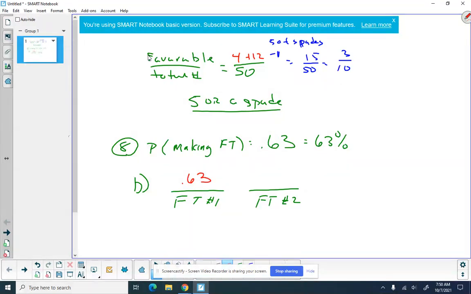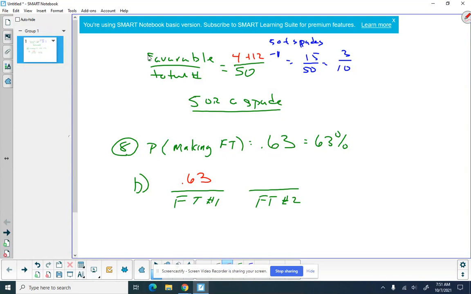Now, make or miss does not matter. What's the probability of him making the second free throw? Does him making or missing the first free throw impact his ability of making the second free throw? No. So what can we call these events? Anybody remember what we can call the events?